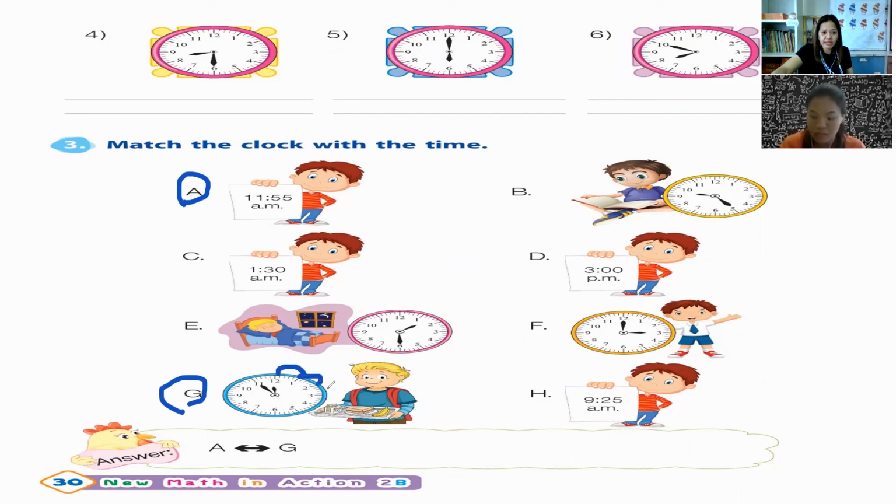Remember, 5, 10, 15, 20, 25, 30, 35, 40, 45, 50, 55. Okay, 55. And the short hand, you can notice, is nearly 12. So it is A to G. And you just continue answering the rest of the letters. Cool? So I hope you understand something today, but we will still discuss word problems. All right, so have a good day, Teacher Petch.